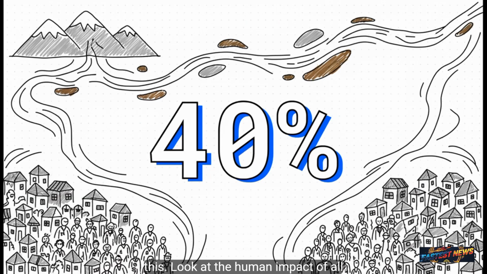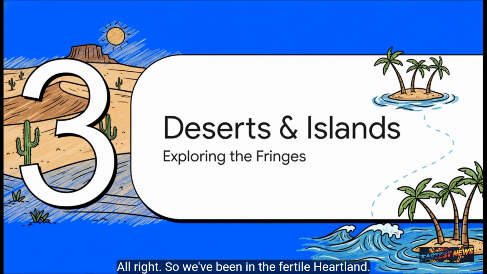And get this, look at the human impact of all that fertility. This one single geographical feature supports over 40% of the entire population of India. It is one of the most densely populated regions on Earth, and it's all thanks to silt that came from the Himalayas.